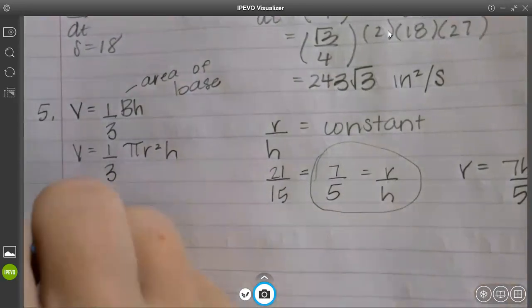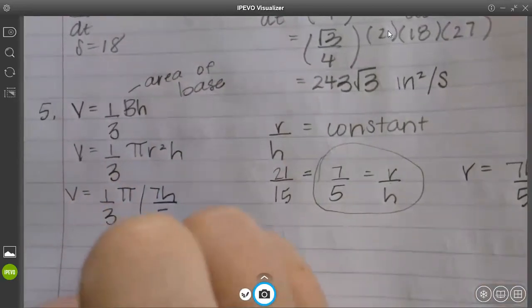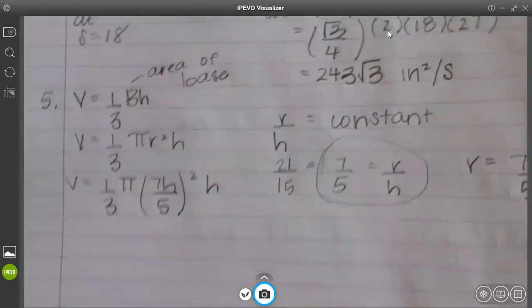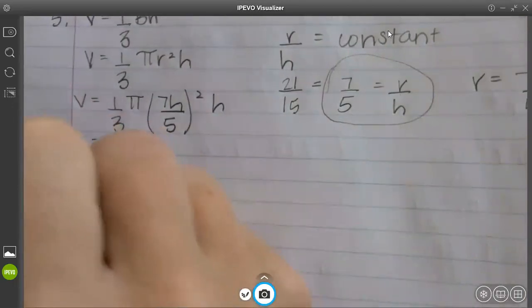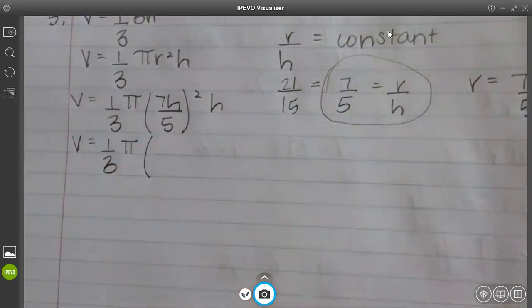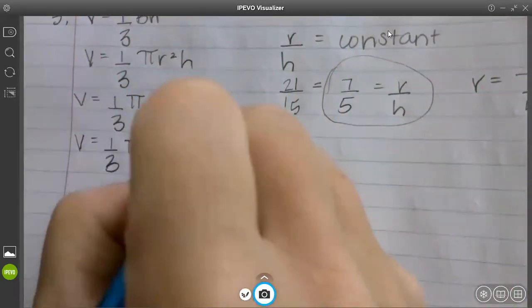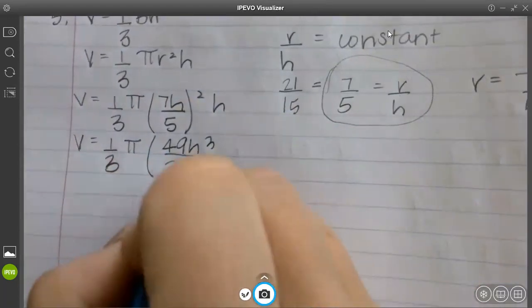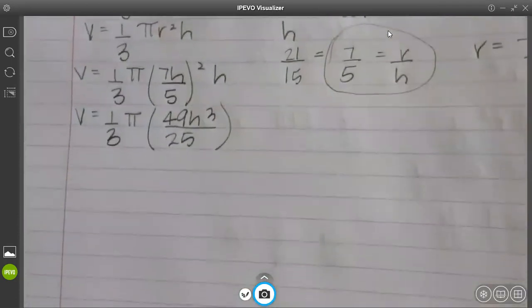All right. So fix this formula. Volume equals 1/3 pi. Instead of R, we're going to have 7/5 H squared times H. I'm going to clean it up. 1/3 pi. What's this going to give you? 49 H squared, but I have another H. So 49 H cubed over 25. You can simplify more, or you can go from here. It doesn't matter. Whatever you want to do.